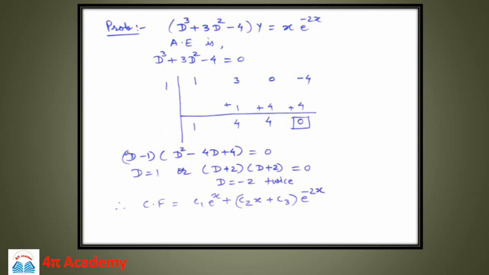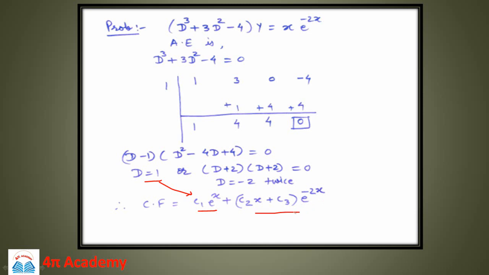And hence now we can write the roots as D minus 1 into D square plus 4D plus 4 is equal to 0. So D will be equal to 1, or D plus 2 twice, that is D plus 2 into D plus 2 is equal to 0. So D is equal to minus 2 twice. So the complementary function will be c1 into e raised to power x for this first part, and since D is equal to minus 2 twice, the roots are real and equal, so for this second part we can write c2x plus c3 into e raised to power minus 2x.